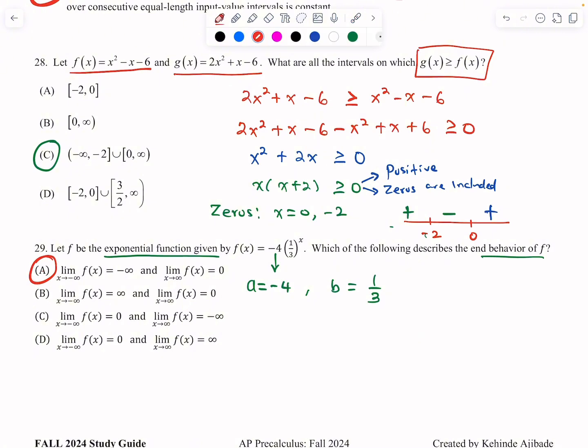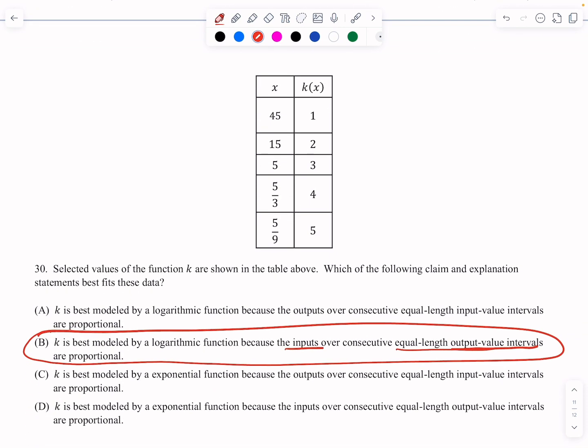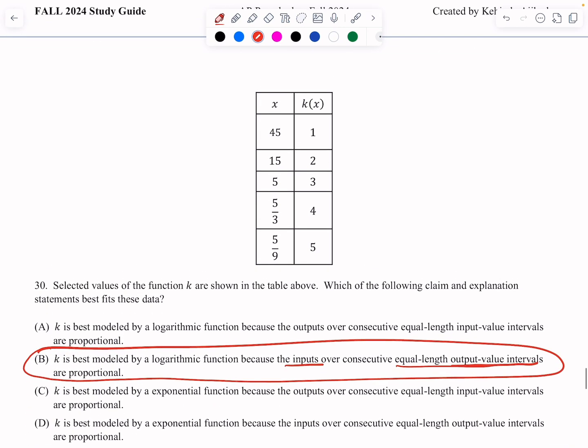Let's go to the last question. The last question is question 30. Of course, I have done this question. This one means the input, and this one means the output. And then for this question, let's find out where we have our equal length interval. So our equal length interval will be right here: plus 1, plus 1, plus 1, plus 1. So that will be my equal length interval. Of course, that is not my focus. So my focus will be on this one.